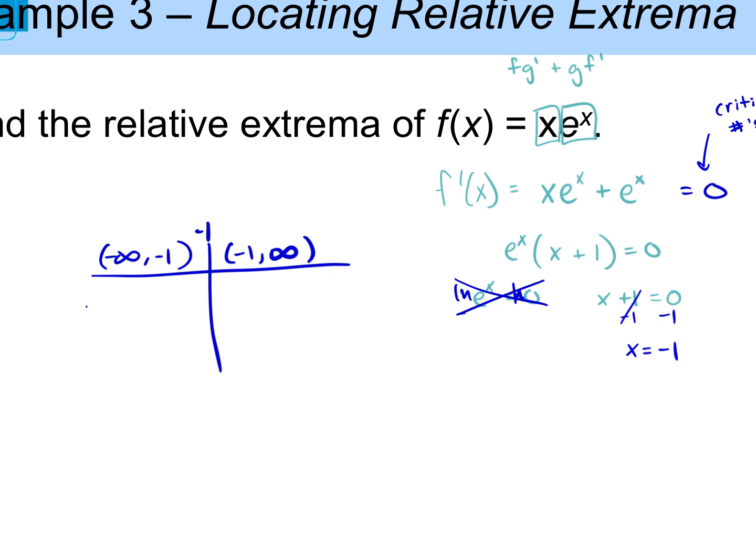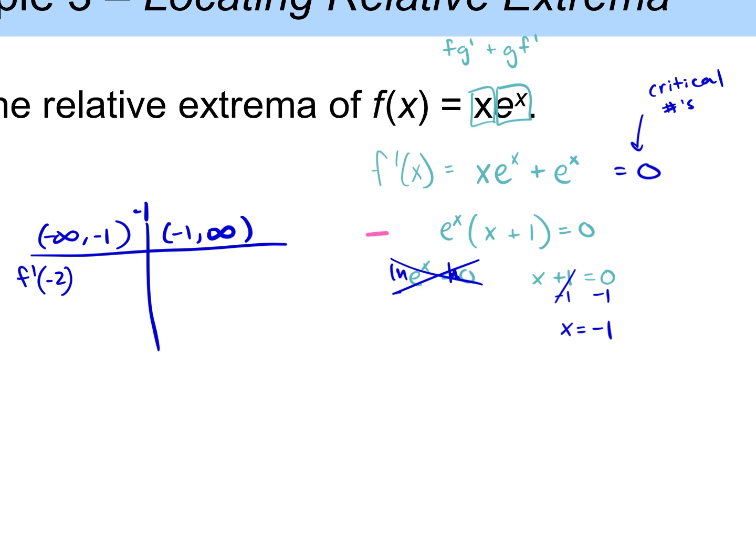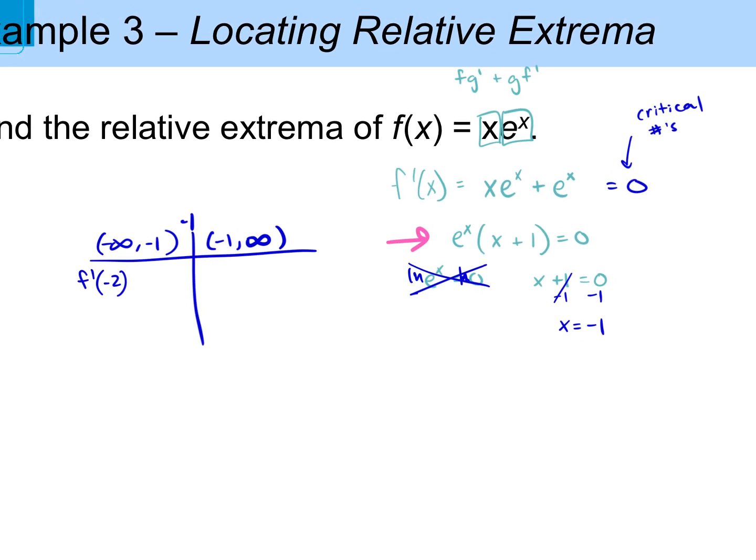So I need to plug this into our first derivative to do our first derivative test to see if it's increasing or decreasing. When we plug it into our first derivative, we could plug in anything from negative infinity to negative 1. What would you want to plug in? Negative 2. Good choice. So if we plug in negative 2, I'm plugging it into my derivative here so I can plug it into the simplified one. So f prime of negative 2 would be e to the power of negative 2 times negative 2 plus 1.